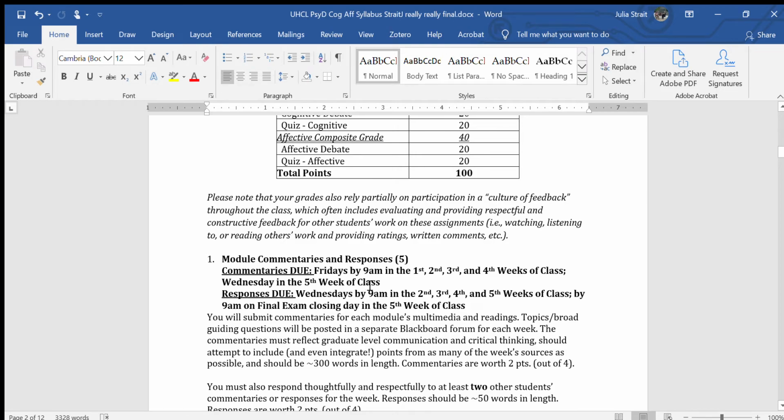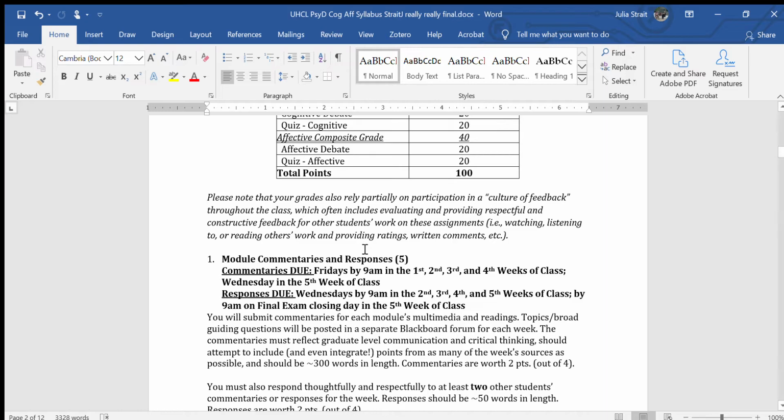Then your responses to 2 of your classmates will be due Wednesdays, the following Wednesday after that Friday, for the 2nd, 3rd, 4th, and 5th weeks, and then by the final exam closing day on that 5th week. There's a note here as well. I want to point you to this, the culture of feedback. So I really do ask you to read and comment and give feedback on other people's commentaries, but also possibly on their videos, on their projects throughout the class. I really think that's important in a graduate level class.